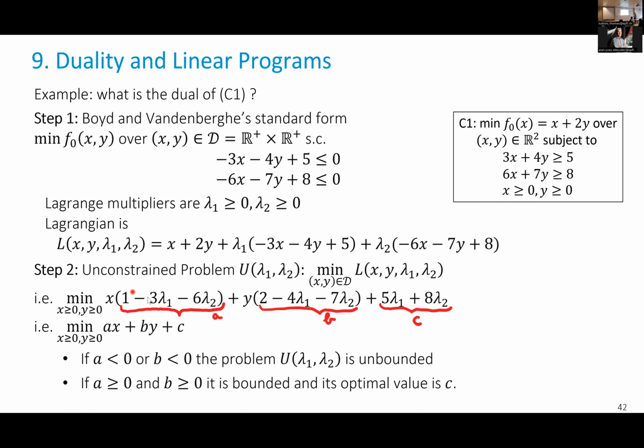Now if I number crunch everything, putting all the x together and all the y together, I have to minimize a linear function of x and y plus a constant: minimize ax plus by plus c over my domain of definition. That's the unconstrained problem, and it's fairly basic. If I take the minimum of a linear function and one of the coefficients is negative, then the minimum is minus infinity, so the problem is unbounded. If both are positive or zero, then the minimum is at x and y equal to 0, and the minimum is c. So that's a very simple problem to solve: it is either unbounded, when one of the coefficients is negative, or bounded when both are positive, and the optimal value is c.